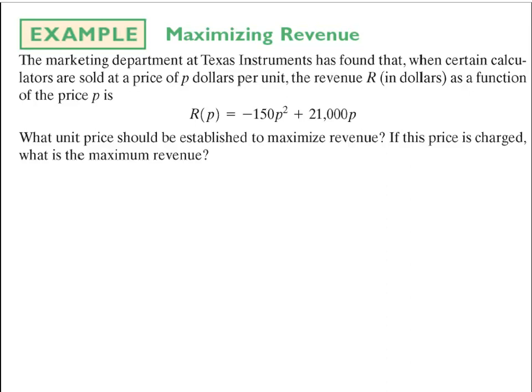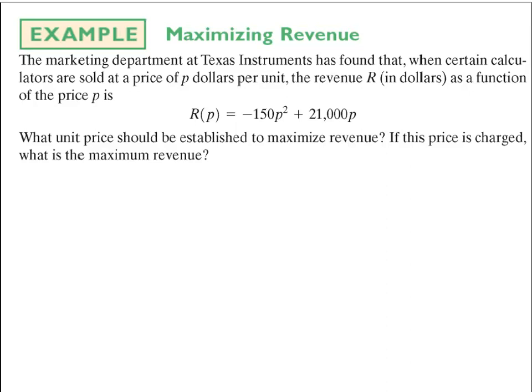All right, so the first example says, the marketing department at Texas Instrument has found that when certain calculators are sold at a price of P dollars per calculator, the revenue R in dollars as a function of the price P is given by this model. So they give us R of P equals negative 150 P squared plus 21,000 P. So again, notice that the way this function is being given to us, price is the independent variable and revenue is dependent. So depending on the price we charge, that will determine our revenue.